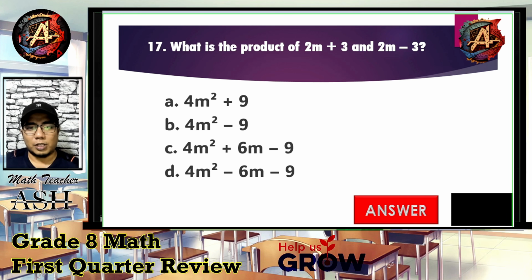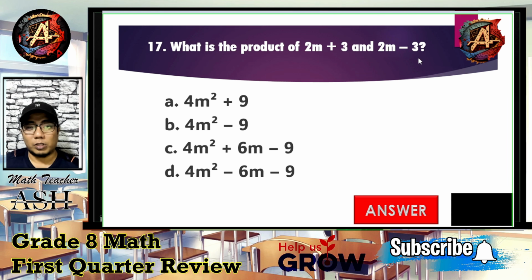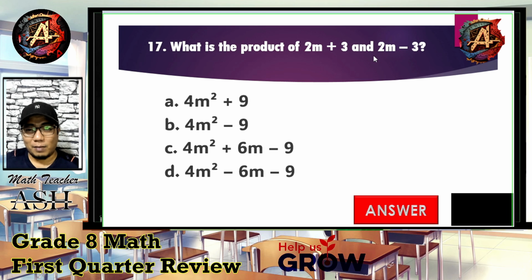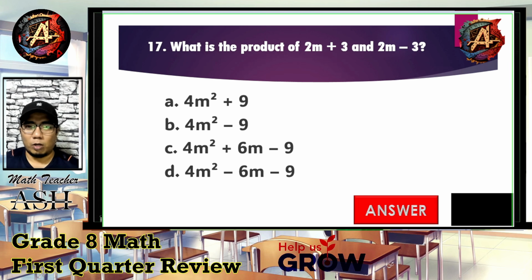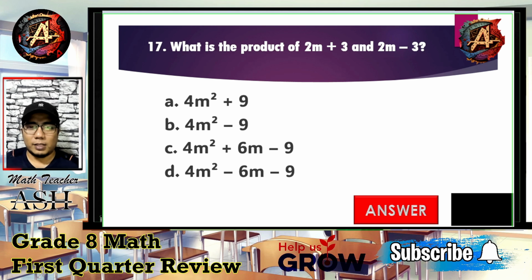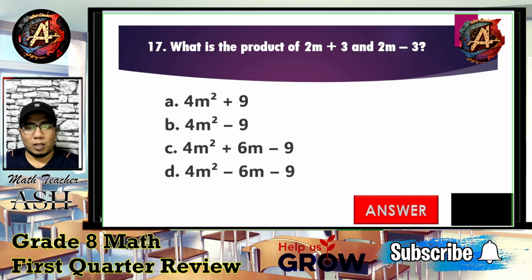Okay, my dear math learners, as you can see, we have two binomials here: 2m plus 3 and 2m minus 3. As you can see, this one is likely the same as the second one. However, they differ in the operation. Now, there is a special rule in the sum and difference of binomials when you multiply them. Basically, the technique is you just square the first term and square the last term, and then after that, you follow the operation minus.